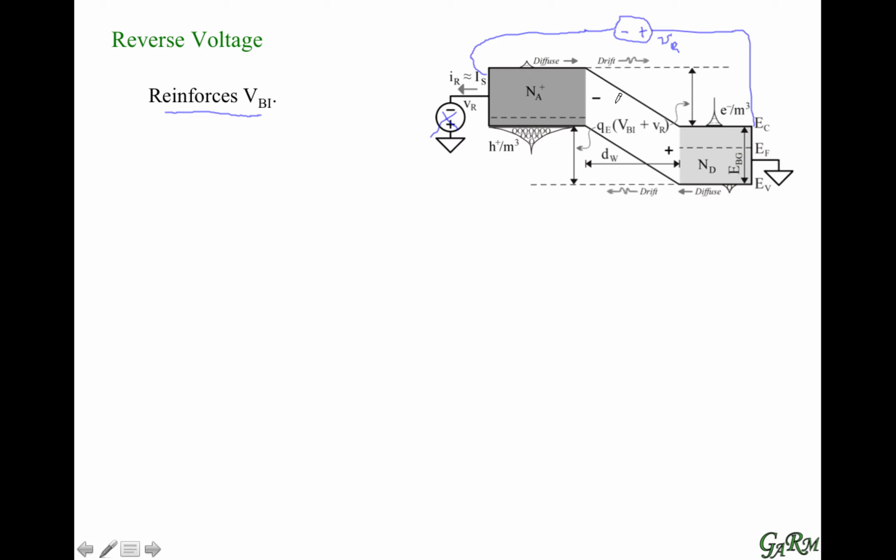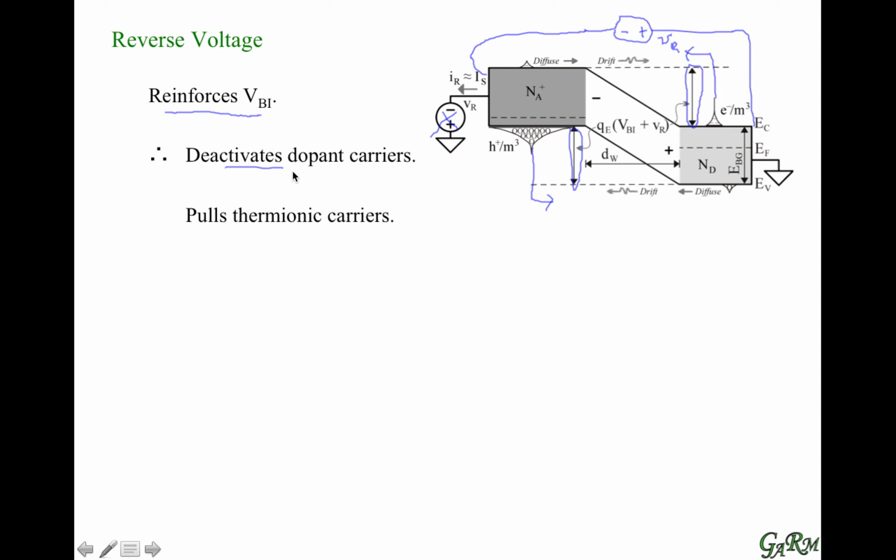Well, what that does is reinforce the barrier. So now electrons need to overcome an even higher barrier to cross the junction. Holes, similarly, will need to overcome a higher barrier to cross the junction. So those dopant carriers are not moving, they're static. In other words, this reverse voltage deactivates dopant carriers.